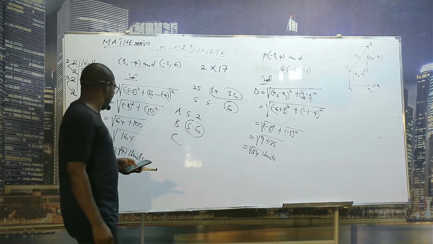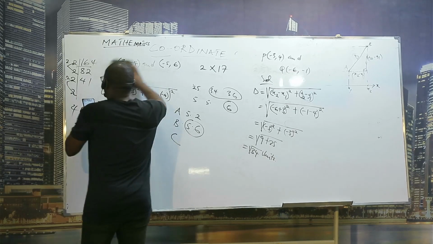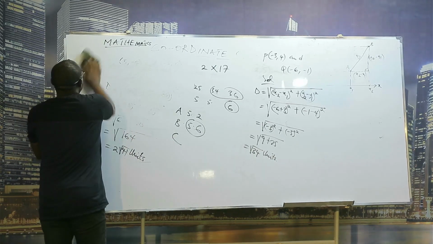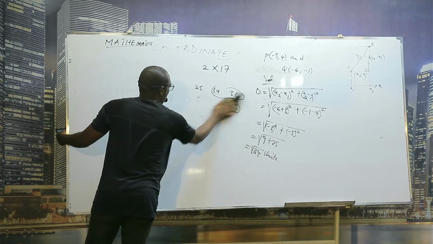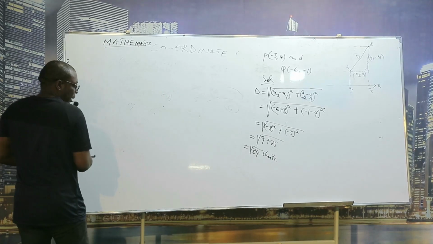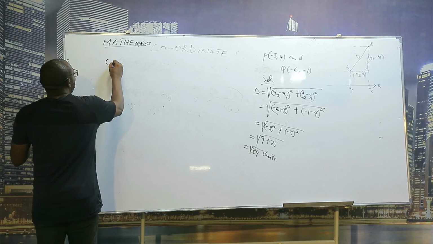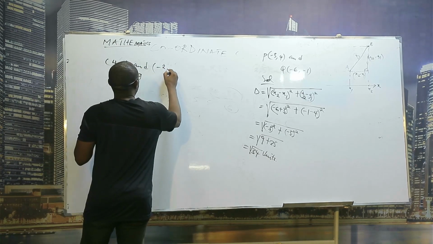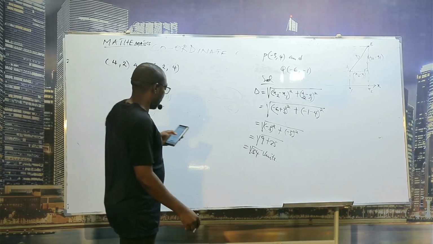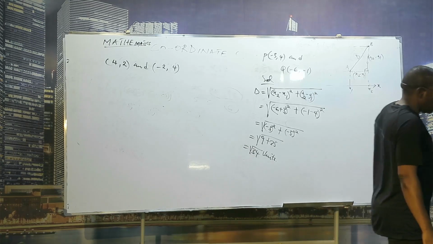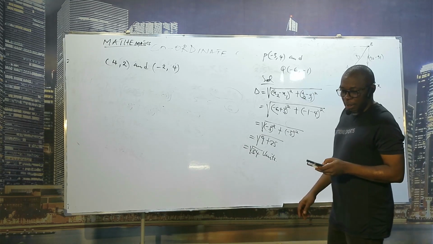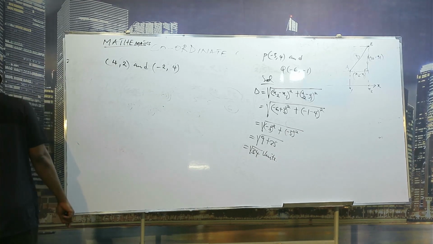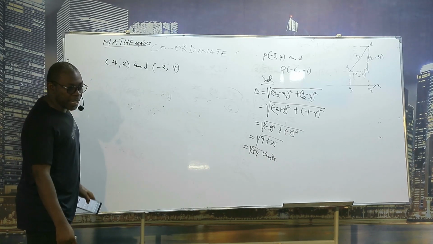In a circle, comma, the diameter has 2 ends: 4, 2 and minus 2, 4. Full stop. Find its length. Find its what? Its length.